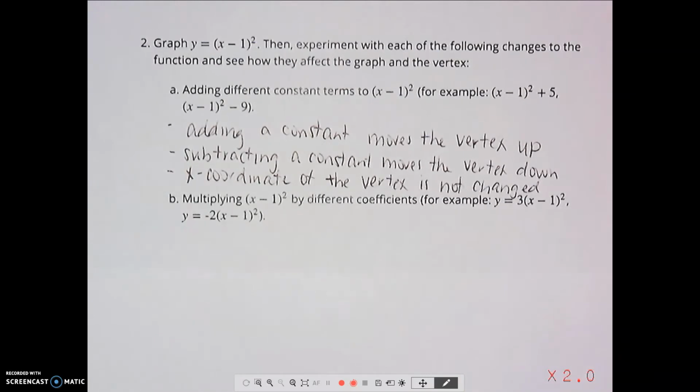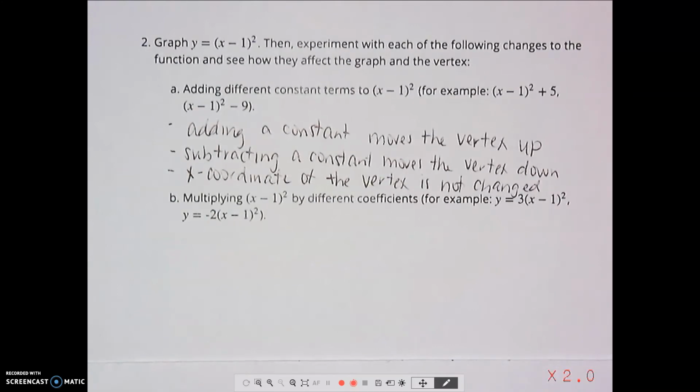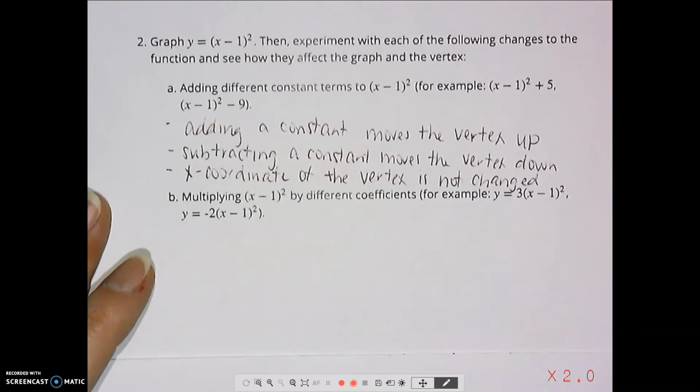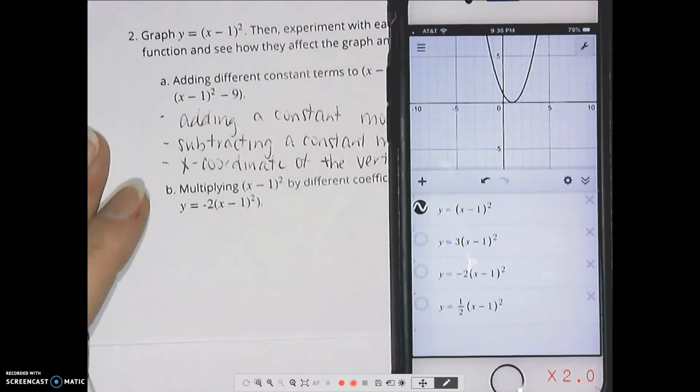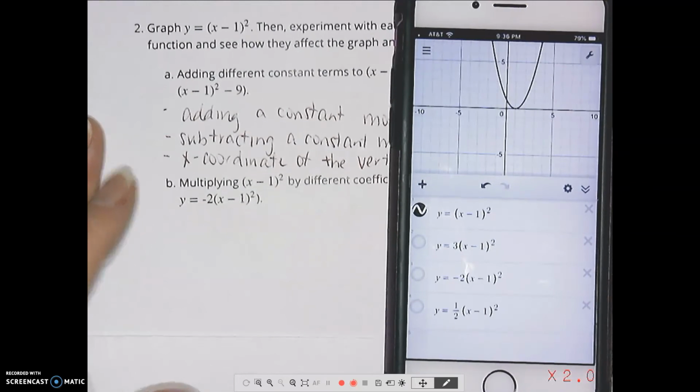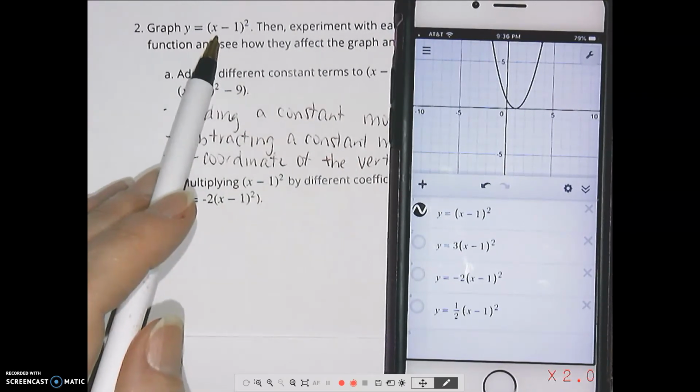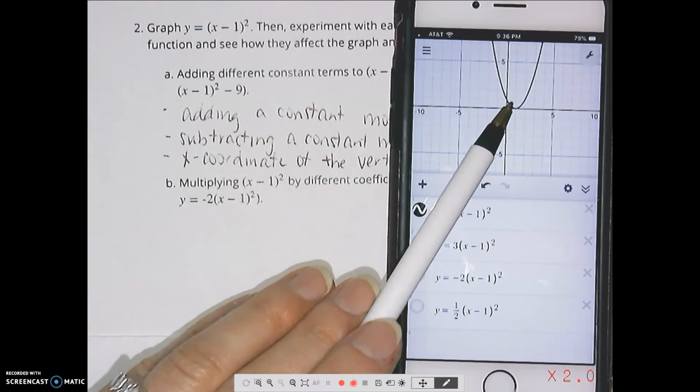It asks us to multiply the quantity x minus 1 squared by different coefficients. Okay, so if we keep our y equals the quantity x minus 1 squared, but we're going to multiply it by a few different coefficients and see what happens. So if I can get my stuff happening over here. All right, so we still have our original graph, the y equals the quantity x minus 1 squared. So that's there. It's moved it right 1 space.